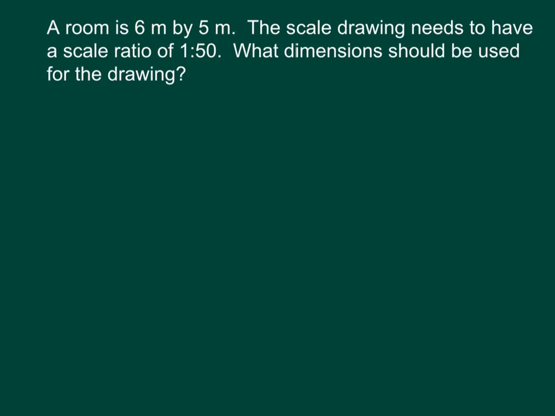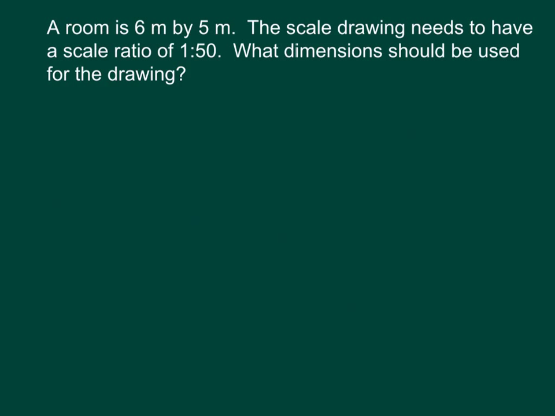Here's our next problem. This one is definitely a multi-step problem. Even though it doesn't have A and B, you still have multiple parts you have to solve. Because we have a room that is 6 meters by 5 meters, and we need to do a scale drawing that has a ratio of 1 to 50. The reason why this is going to be a 2-part problem is because it asks for the dimensions to be used for the drawing, but I need 2 dimensions. So I'm going to have to solve the problem involving the 6 and solve the problem involving the 5 in order to get this right.